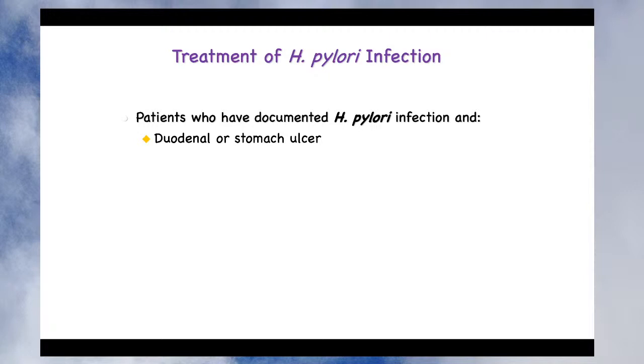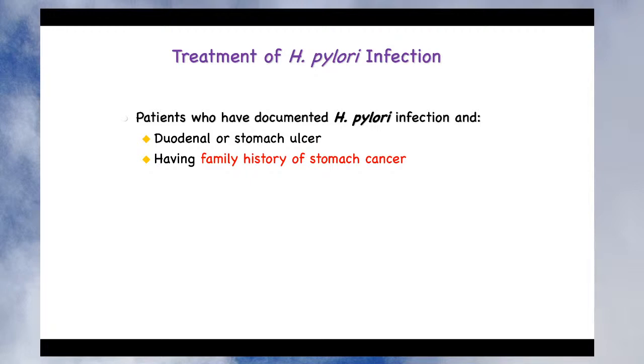So let's see who is to be given the treatment for H. pylori, or which patient is to be treated for H. pylori infection. The patient who has documented H. pylori infection, maybe they have a history of H. pylori infection, and along with that, if they have the symptoms or evidence of duodenal or stomach ulcer, that patient can be given the pharmacotherapy of H. pylori infection.